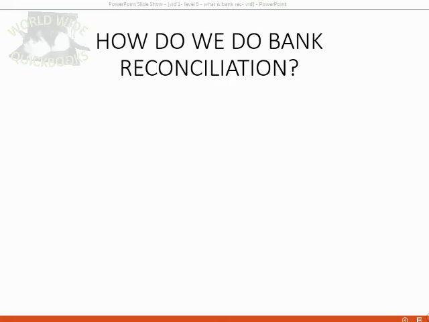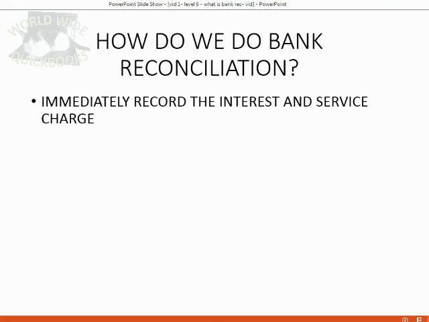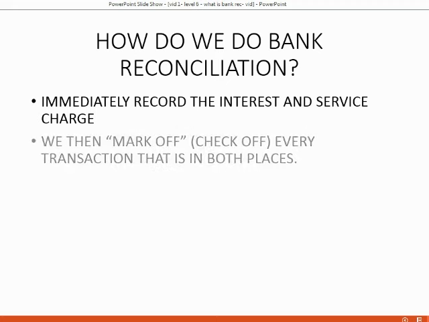So how do you actually do bank reconciliation? Well, we immediately record the interest and service charge that is listed in the bank statement that is not in our QuickBooks records. This will eliminate any difference between our records and the bank statement that's caused by those two items. They are legitimate transactions even though we did not know about them, so the first part of the process is recording those two. Then we're halfway home.